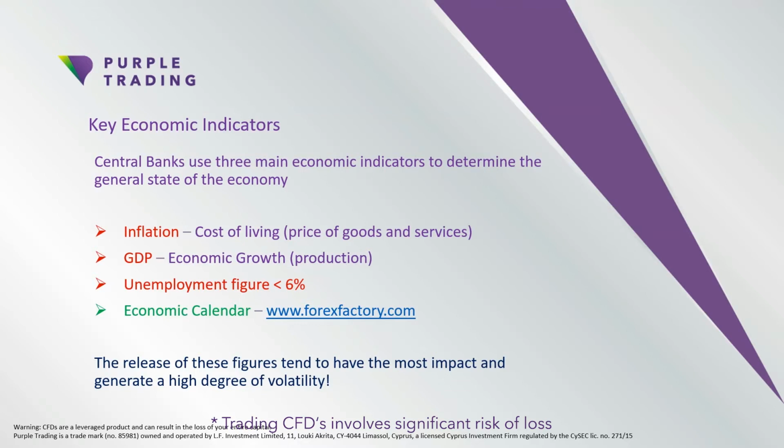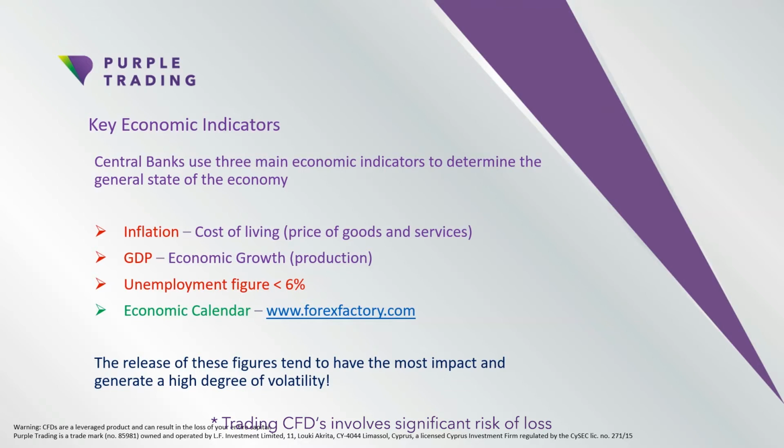Another indicator is GDP, and this is economic growth within that particular country itself. And it focuses mainly on production. So there's a lot of production news coming out daily. It's good to keep an eye out on that, what's happening. And lastly, unemployment. They would like to see it under 6%.